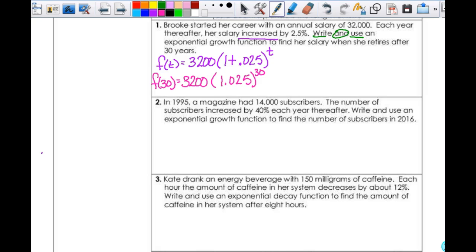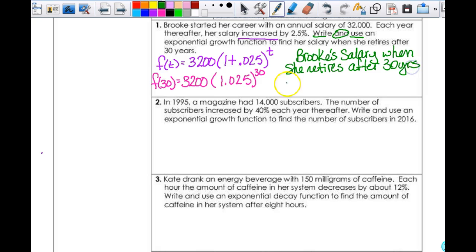So then we're going to have to answer the question in the form of a sentence. I don't get to put f of 30 equals. Nobody said find f of 30. Nobody said just find a or whatever. So I need to say: Brooke's salary when she retires after 30 years will be, all right.